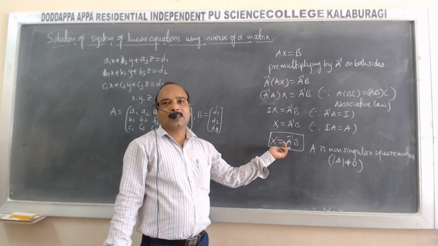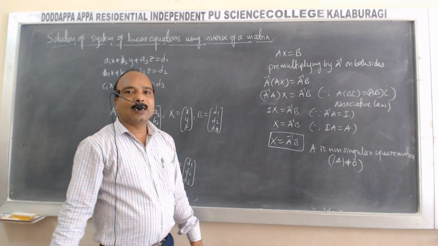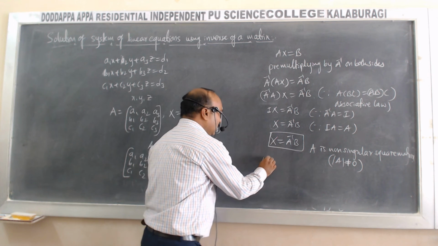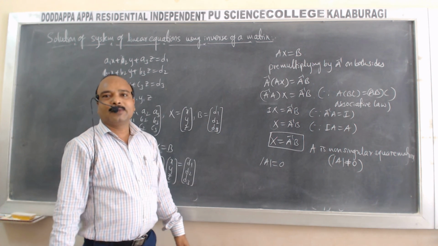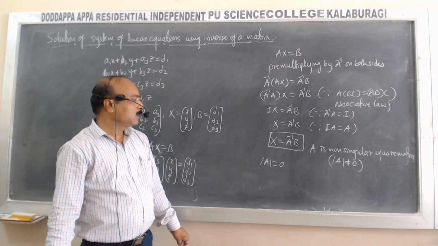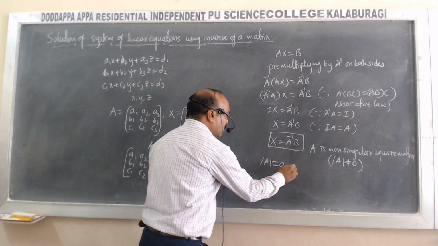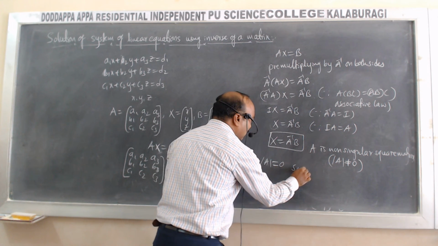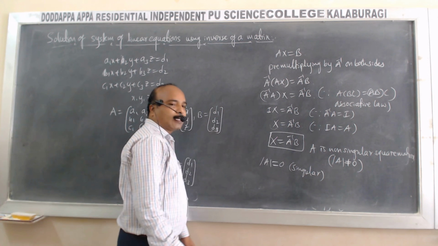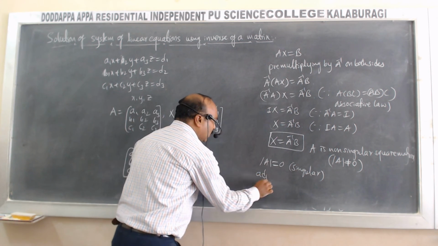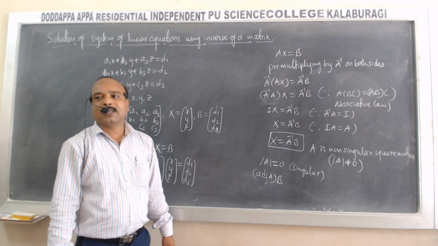Then the system is considered consistent. And suppose the determinant value is equal to 0; at that time the system may be consistent or inconsistent. If the determinant of A is equal to 0, it means A is a singular matrix. If A is a singular matrix, then we consider the value of adjoint of A into B matrix.